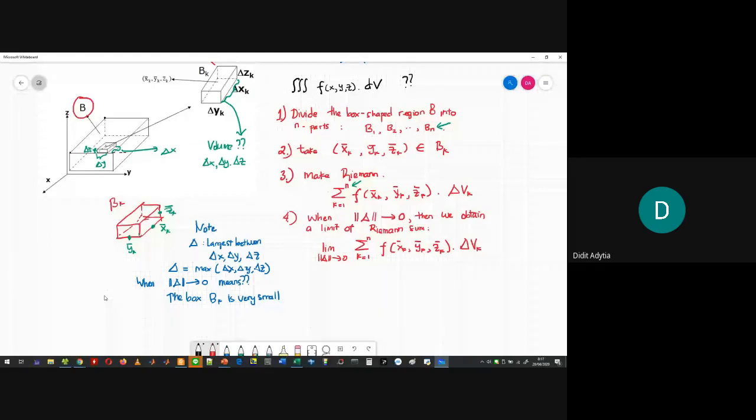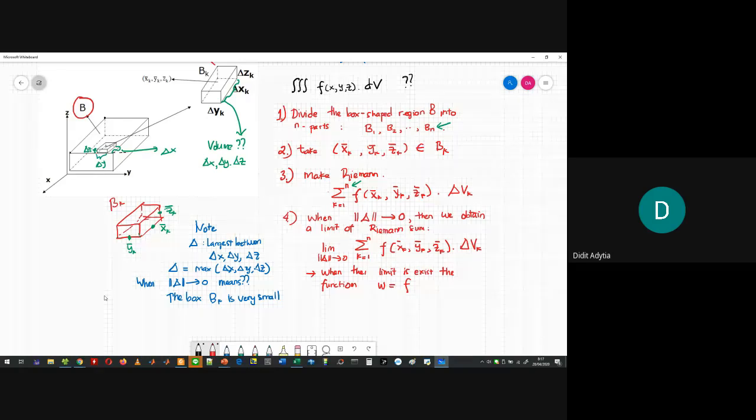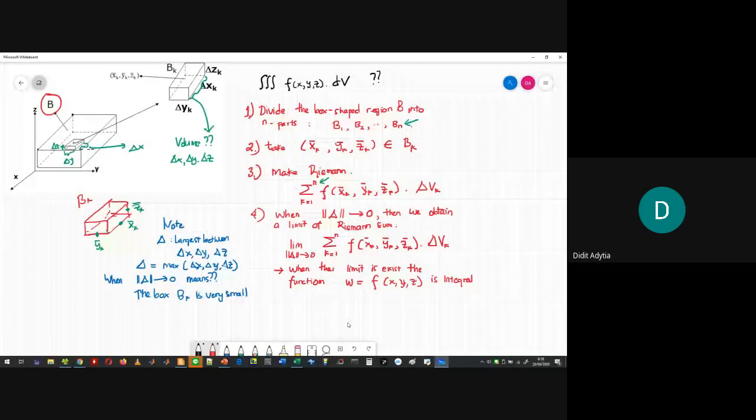When the limit exists, then the function, now instead of z this is w, f of x, y, z is integrable. Integrable at the box shape B.